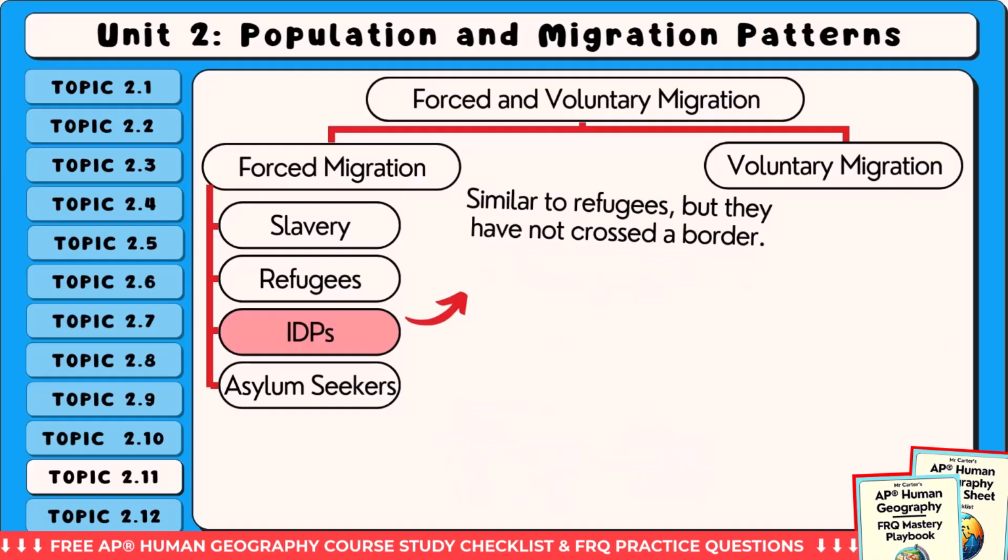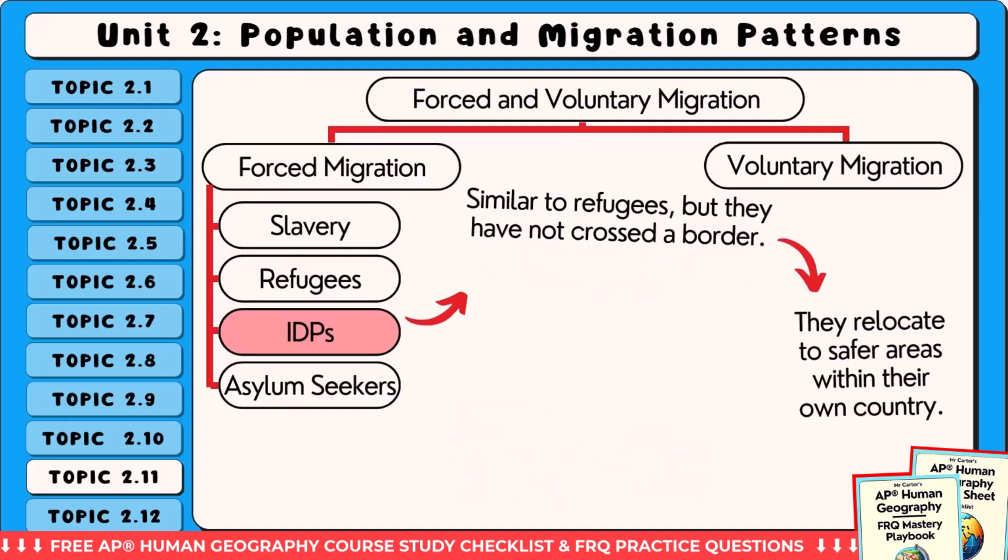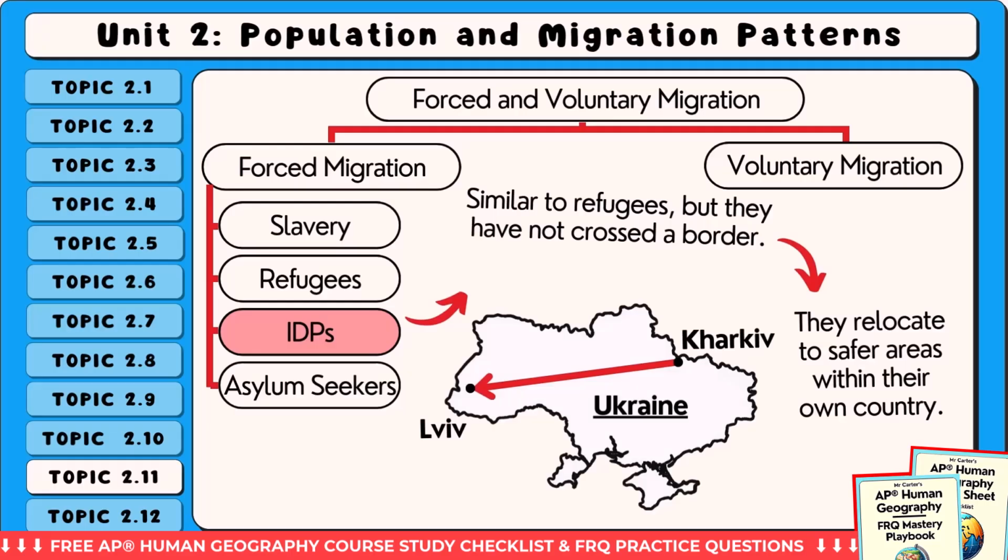Internally displaced persons are similar to refugees, but they have not crossed a border. Instead, they are forced to move within their own country. For example, a family may flee a war-torn city and relocate to a safer region nearby. Internally displaced persons often face the same challenges as refugees, but may receive less international help.